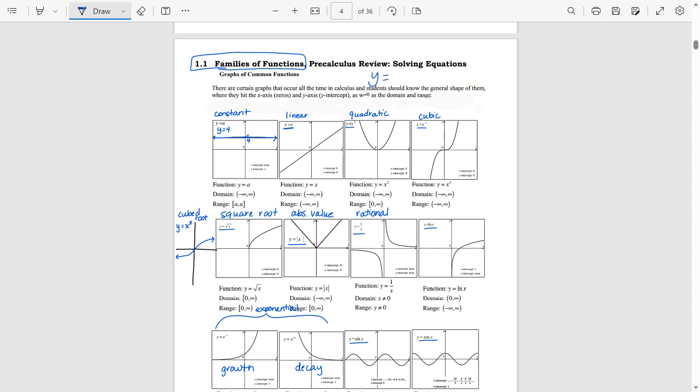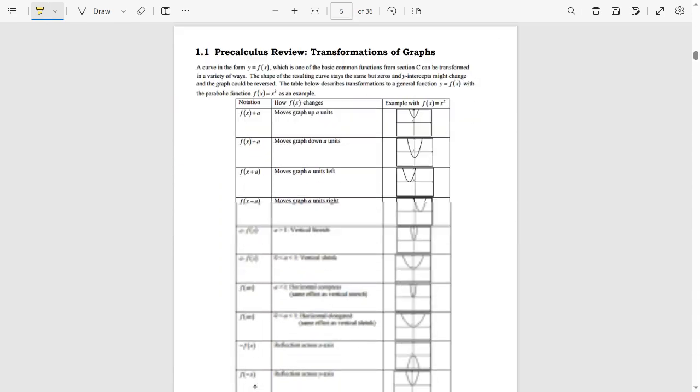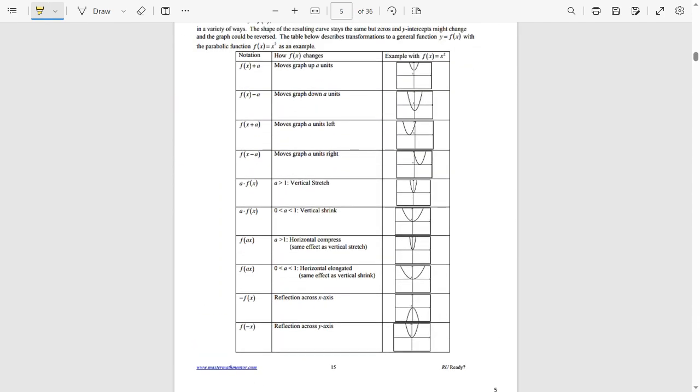So let's say if I had y equals 1 over x plus 2. Oh, that's a rational function, so I know it's going to have a shape similar to something like this. Now, it might be shifted left, right, up, or down, but it's going to have this type of shape. Now, how do I take a parent function and shift it around? Here are the rules.